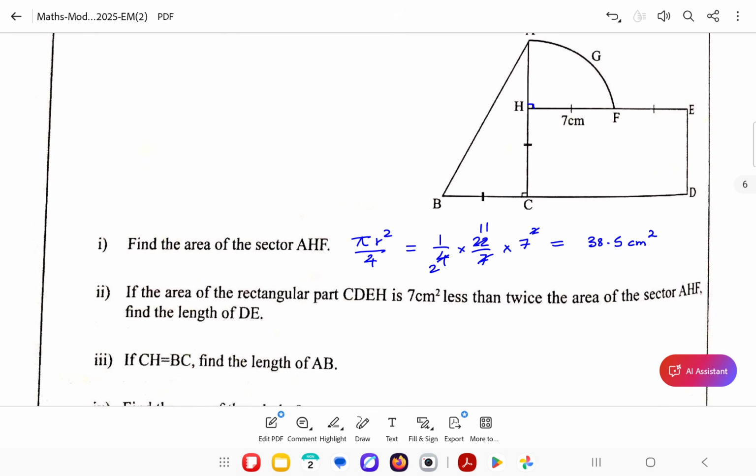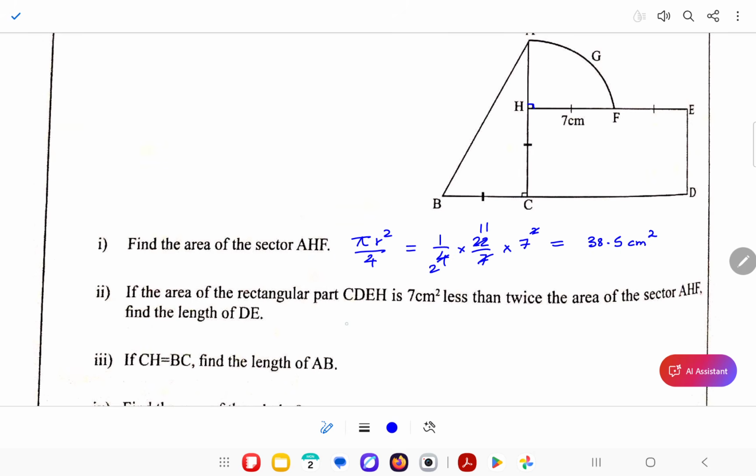If the area of the rectangular part CDEH is 7 centimeters less than twice the area of the sector AHF, find the length of DE. So let's find CDEH area. 7 centimeters less than twice the area of the sector AHF. So twice the area of sector is 38.5 into 2 minus 7. So this is 70 square centimeters. This is 38.5 square centimeters.